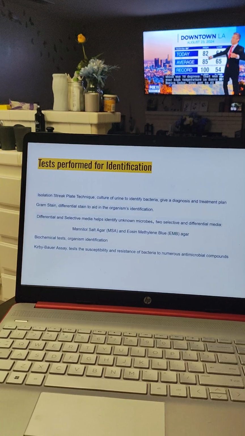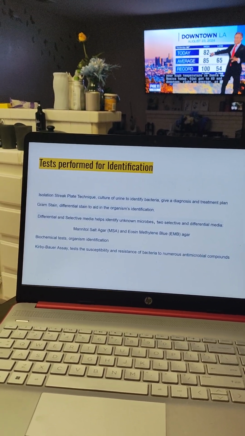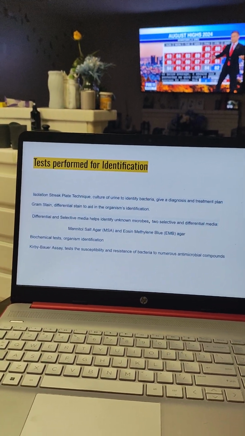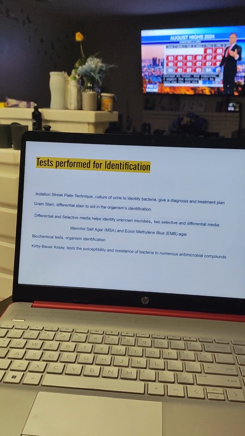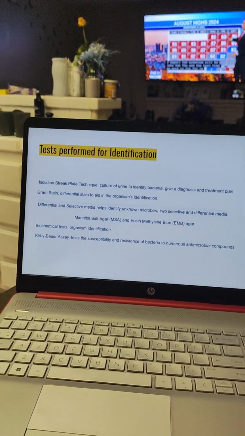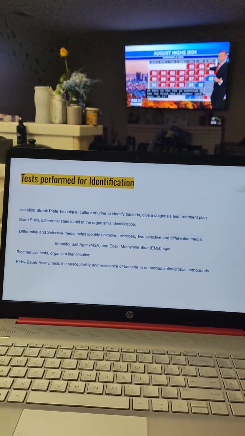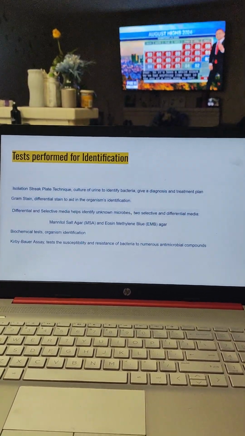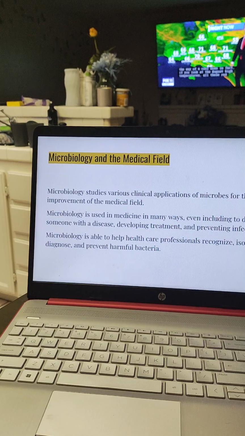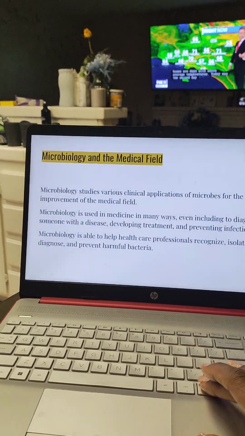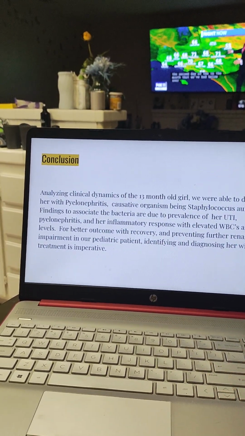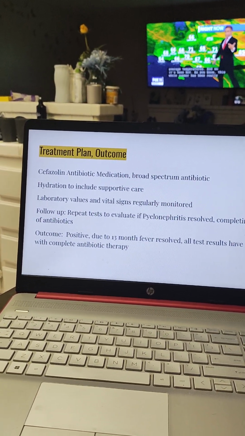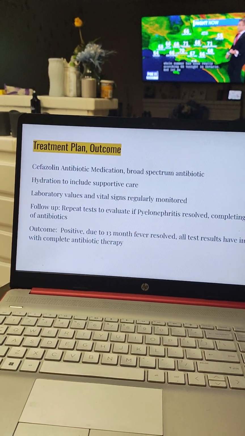After we had positive results, we did a differential selective test using our agar technique with mannitol salt and methylene blue, and those were color stained. Last but not least was the Kirby-Bauer assay test. After gathering all of this information, we were able to treat the pediatric patient with a positive outcome for her.